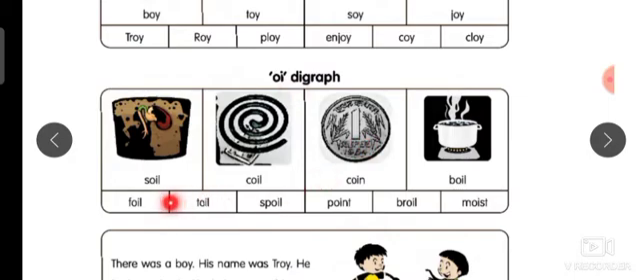OI as in soil, OI soil, OI coil, OI coin, OI boil, OI foil, OI toil, OI spoil, OI point, OI broil, OI moist.